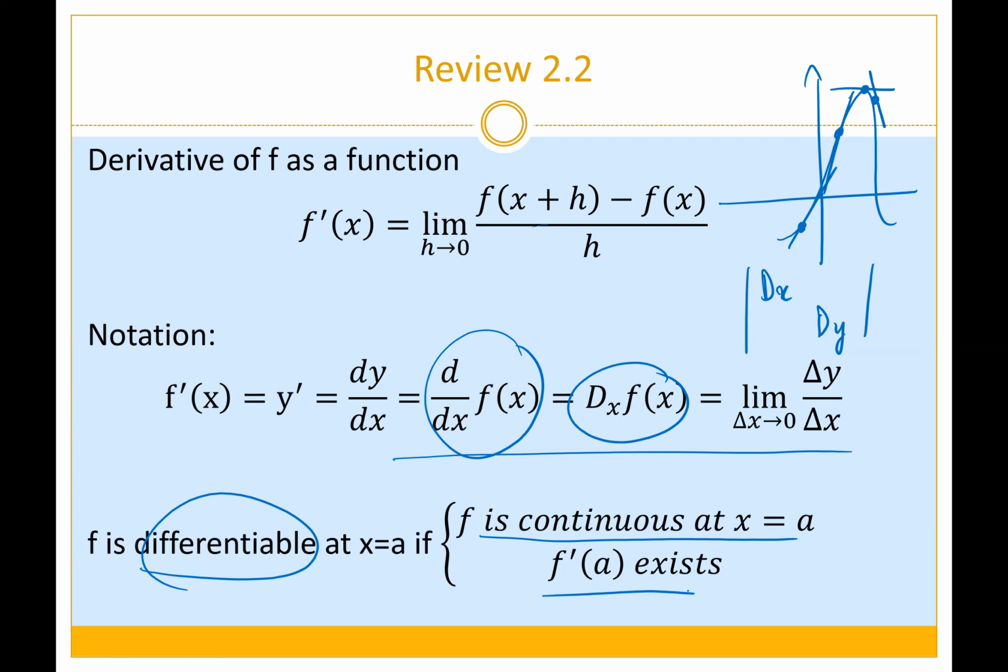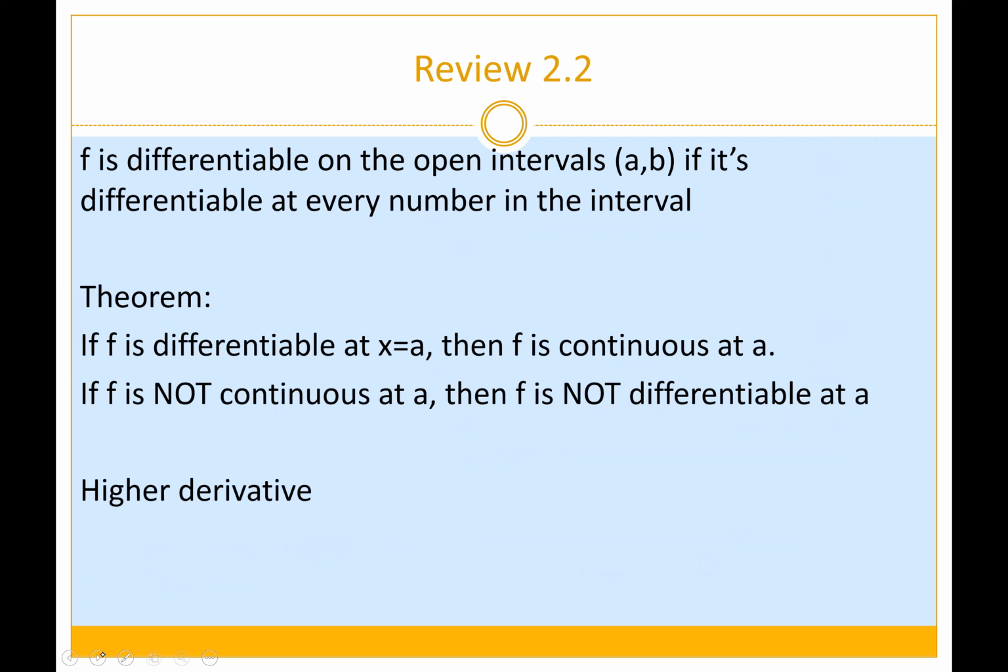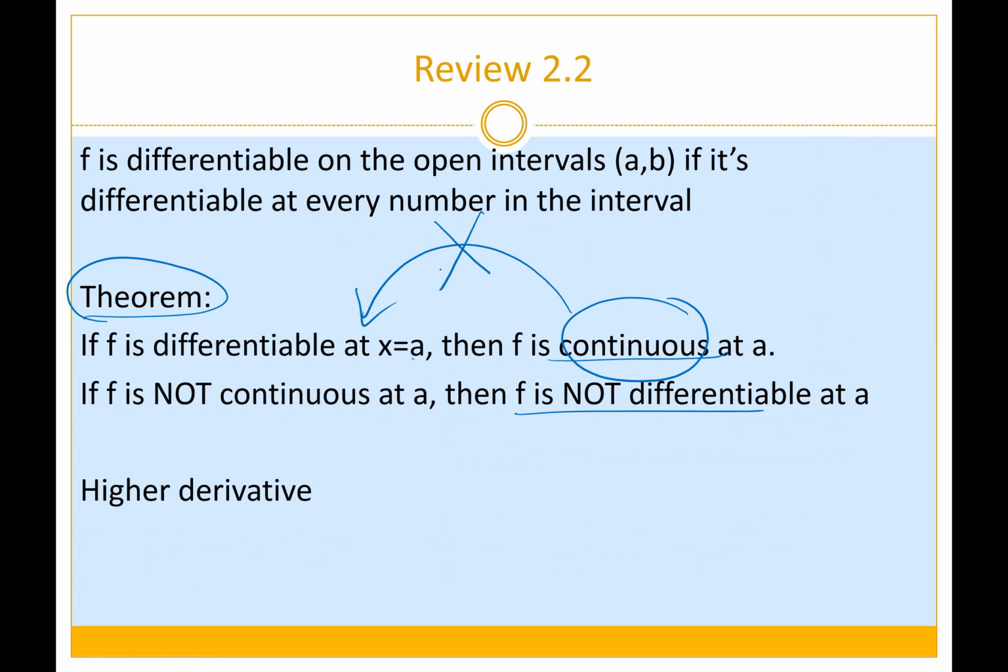So here you can clearly see that if f is not continuous, you can immediately conclude that it's not differentiable at that point. The theorem is saying if f is differentiable at x equals a, then it is continuous. But if it's not continuous, you can immediately go back. However, if you have a continuous function, it doesn't go both ways. It's only one way. When you have differentiable, yes, you can conclude that it's continuous, but you cannot go the other way around.